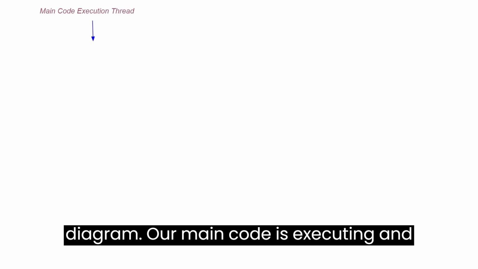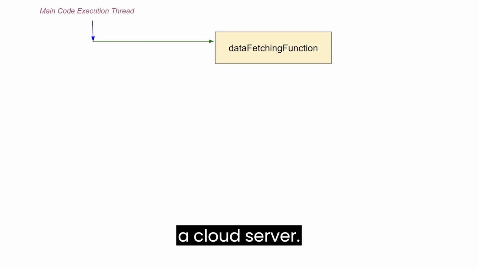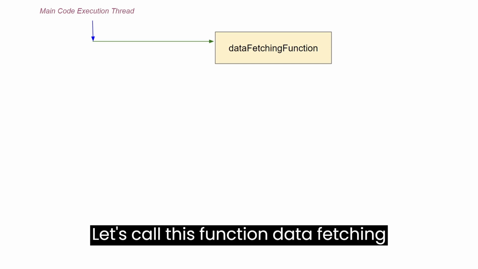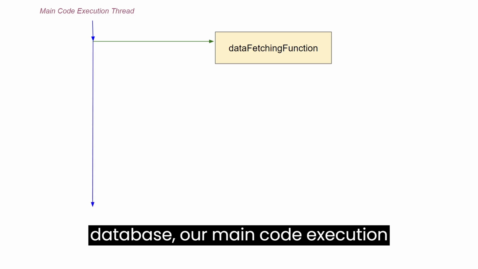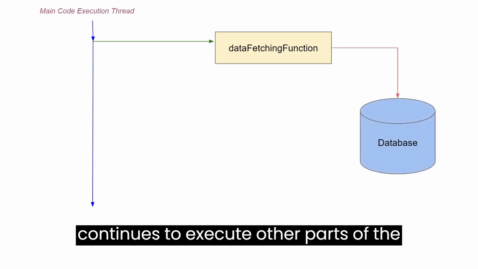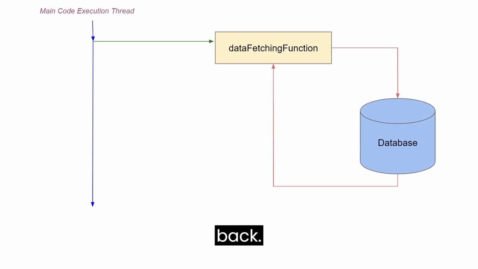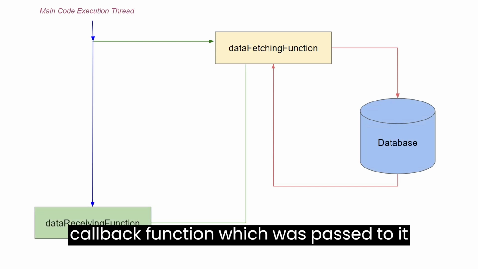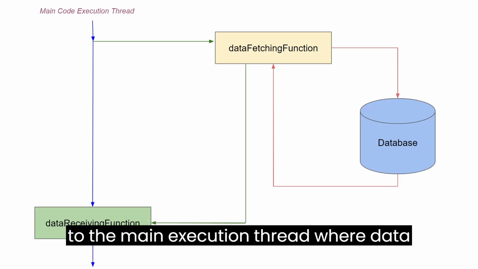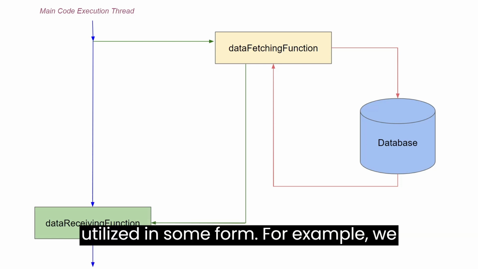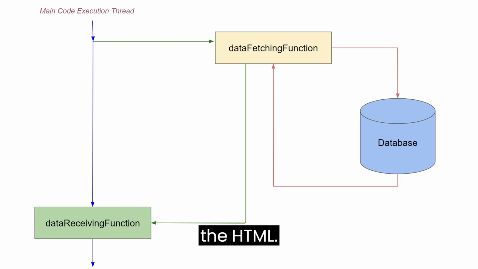Our main code is executing and it makes a call to a function that fetches data from the database hosted on a cloud server. Let's call this function data fetching function. When the data is being fetched from the database, our main code execution continues to execute other parts of the code. And the data fetching function makes a call to the database and receives data back. Data fetching function makes use of the callback function which was passed to it as a parameter and calls it to pass data to the main execution thread where data can be utilized in some form. For example, we can show the data to the user by updating the HTML.